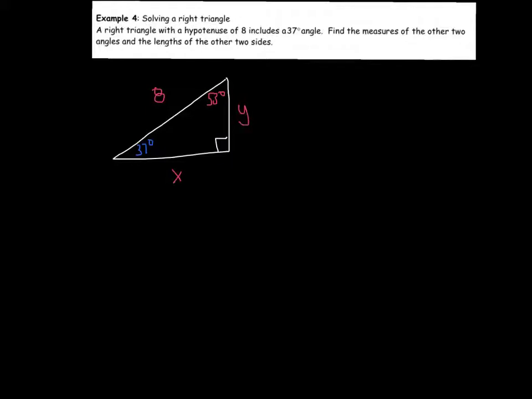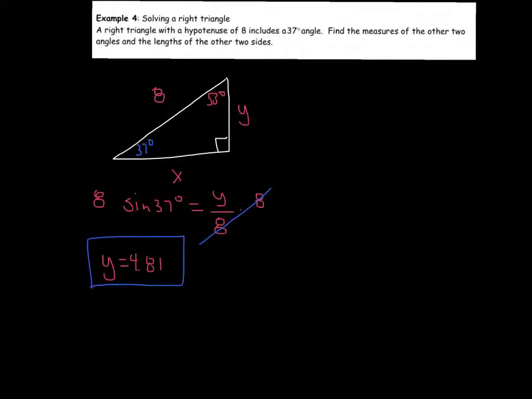So what you're going to say is, I'm going to take the sine of 37 degrees, and once again, remind yourself, the sine of any angle in a right triangle is equal to what? The opposite over the hypotenuse. So y over 8. You multiply both sides by 8, and the 8s are going to cancel, and you end up getting the side y equal to 4.81. And that is the side for y.